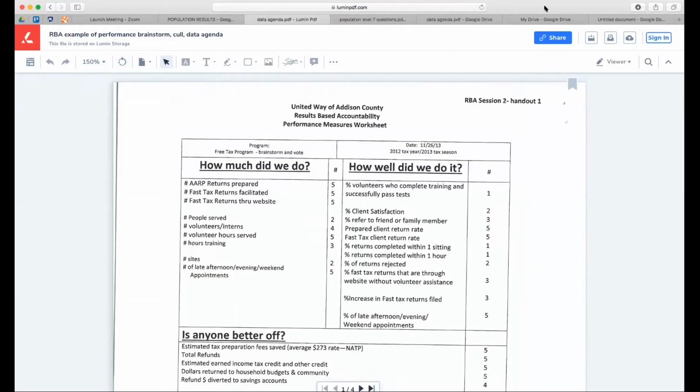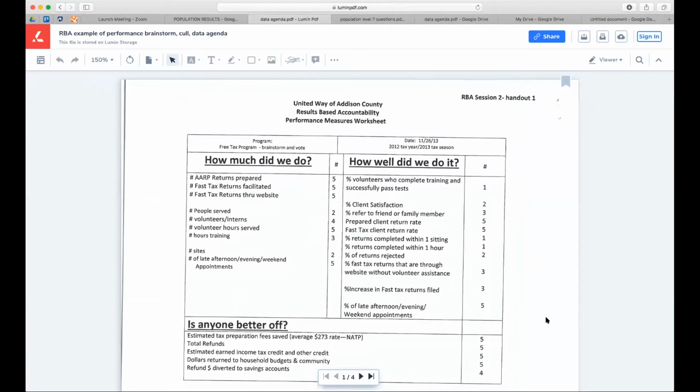Excellent. So what we're going to move to is just walking through an example of the brainstorming culling process, because some of you didn't want to go into it, some of you did. So those of you who don't need to look, if you think you've got it, feel free to go. All right, so this is not an environmental training program at all, and I apologize, I didn't have time to make one up. But this is about a tax program that we had at United Way.